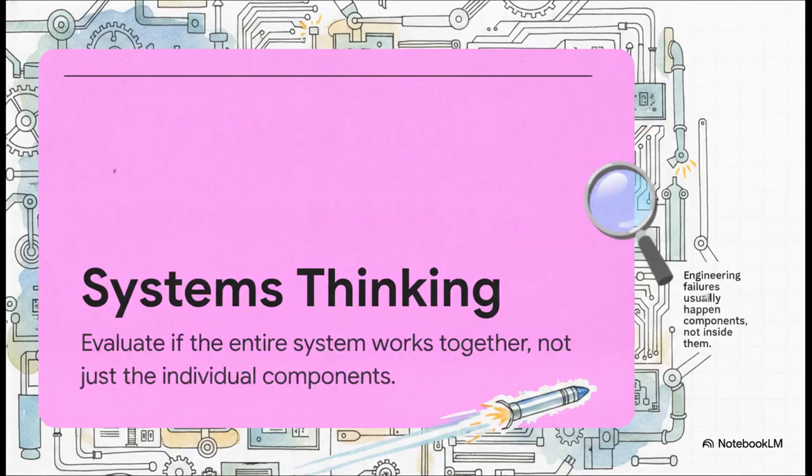Next, let's connect this to systems thinking. This principle teaches us that a system isn't just a random pile of parts. It's all about the interaction between those parts. So instead of just asking, does every individual component work by itself? The tracer bullet asks, does the entire system work together? This highlights a really crucial point. Engineering failures usually happen in the spaces between the components, not inside them. That's why end-to-end testing is absolutely critical.